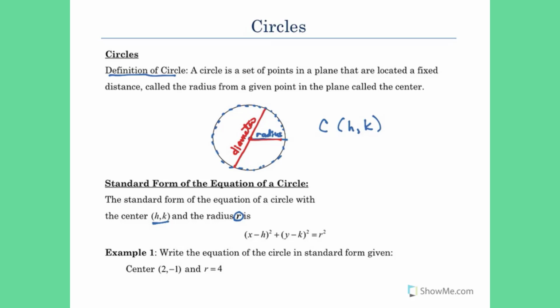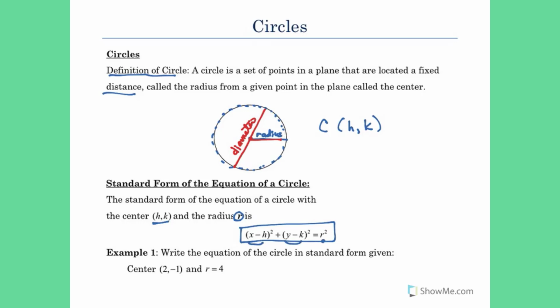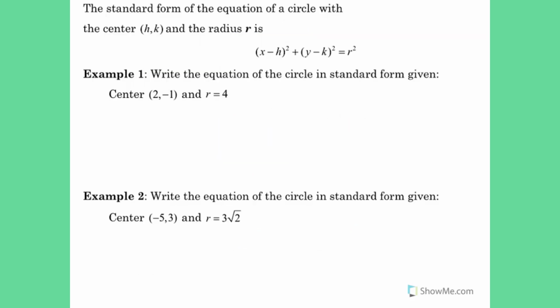So let's go to the definition. It's a set of points that are a fixed distance. In our last video we talked about the distance formula, the Pythagorean theorem. Well, that's exactly what the equation of a circle is. A squared plus B squared equals C squared. It's the distance. So these are X values, those are Y values, and we're going to get our radius squared. Do we need to memorize that? Yes, we do.